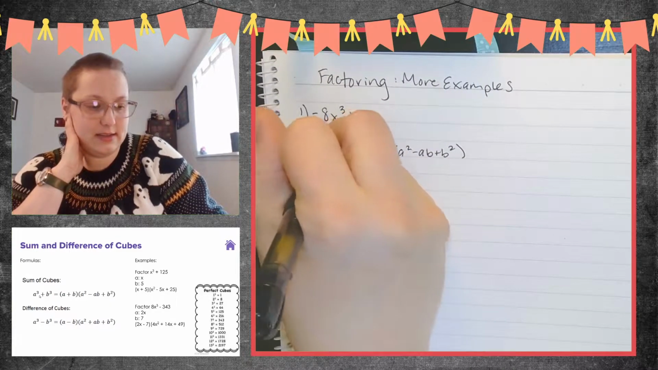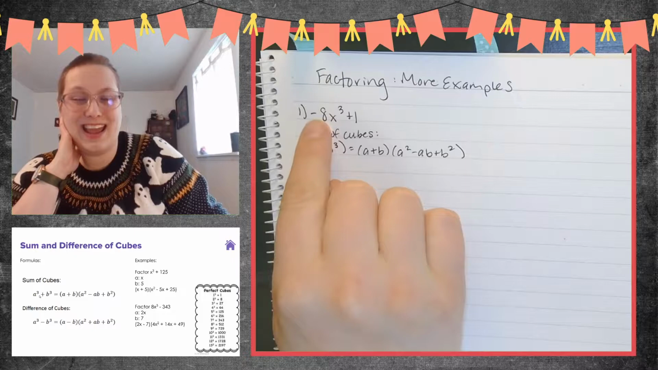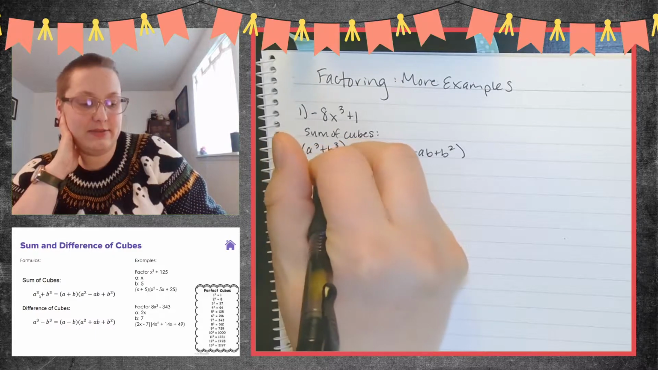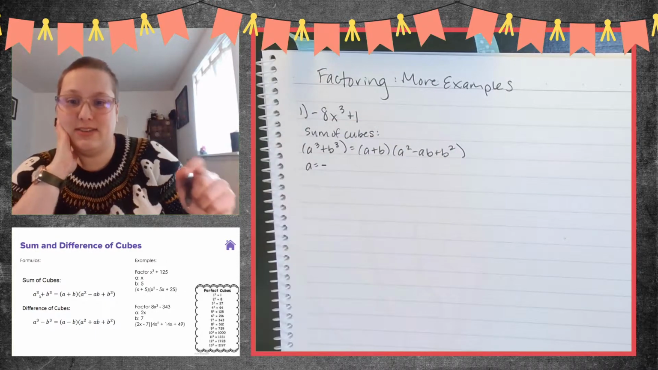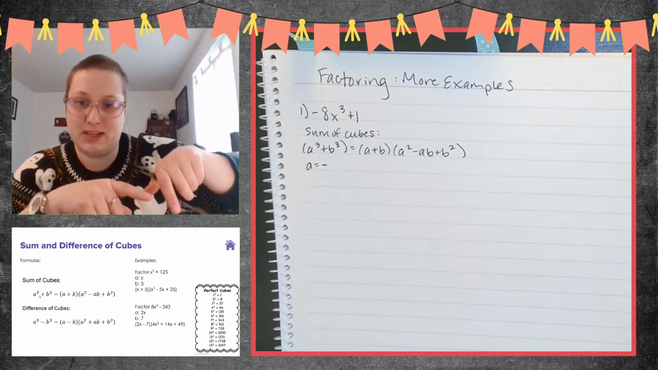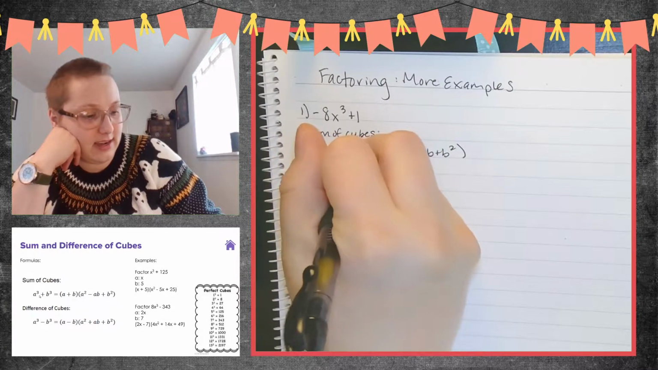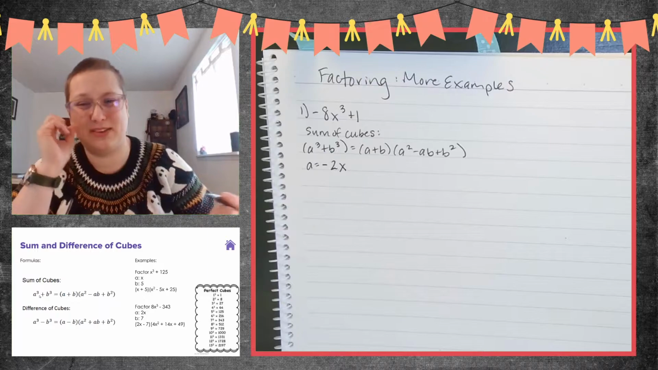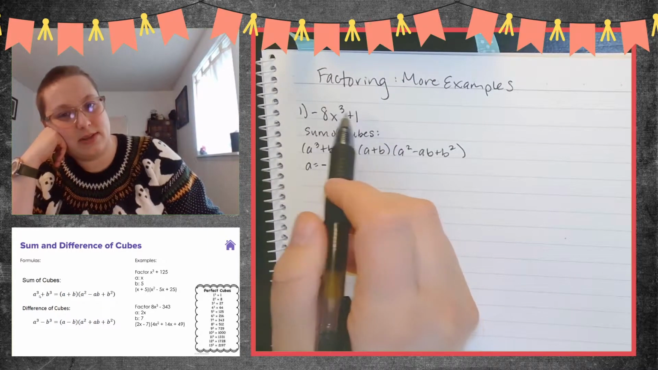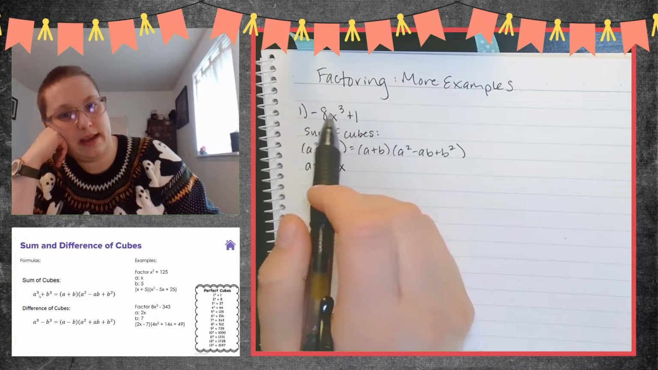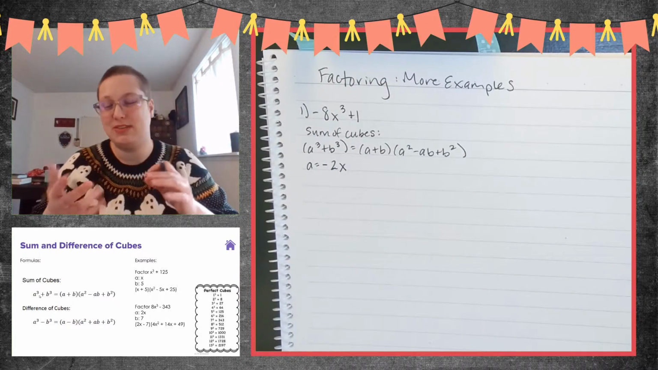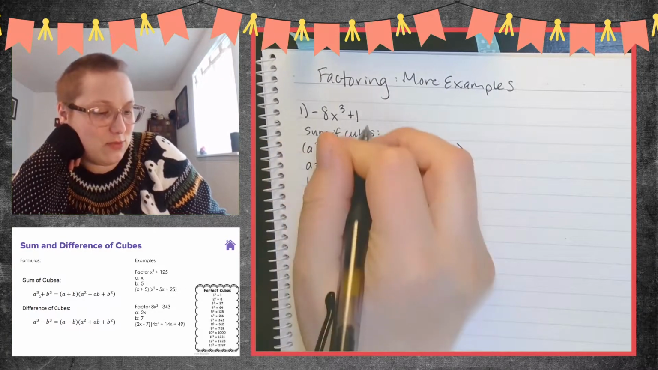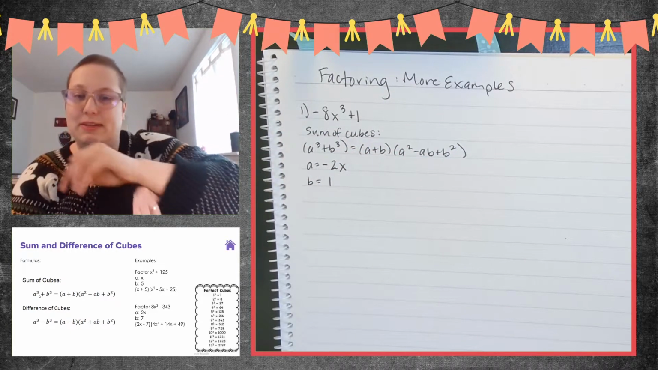So a cubed has to make negative 8x cubed. Well, then a would be negative 2x, because 2 times 2 times 2 is 8, and negative 2 times negative 2 times negative 2 is negative 8. If you don't believe me, ask your calculator. This is also basically the same thing as being switched around, where a would be 1 and b would be negative 2x, and then you could do the difference of cubes, but don't worry about that. Just ignore that part. b is 1, because 1 times 1 times 1 is 1.